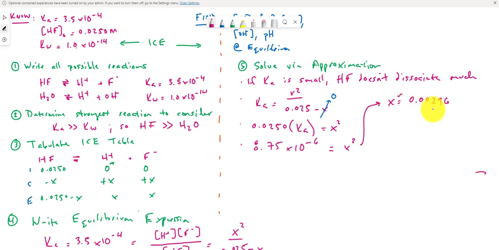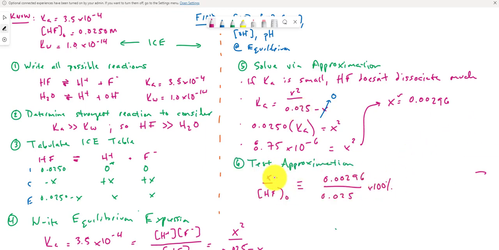That gives us a value of 0.00296. This is X. I notice I put this as approximately equal, not equal, and that's because we're basing it on an approximation. We said this X is inconsequential, which allowed us to not use the quadratic equation. So now we need to test this approximation. We need to evaluate, is this reasonable? And the way to check if this is reasonable is to evaluate, is X actually big enough to make a difference when we subtract it from the initial concentration 0.025? So let's check that.